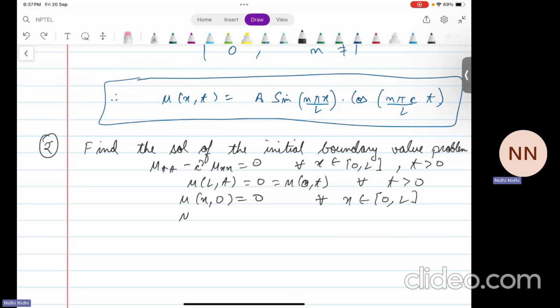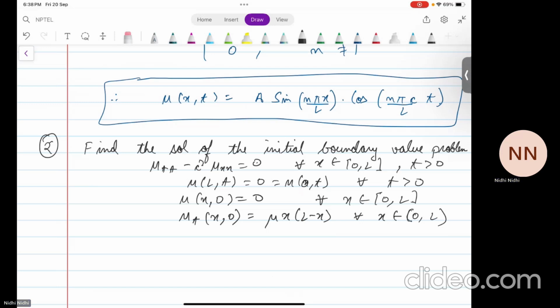And the other next condition is u_t(x,0). That means the displacement or the movement at time t equals to 0 is given by mu x (L minus x) for every x belonging to the open interval 0 to L, because since it is tied at both the endpoints, it does not have any movement there.